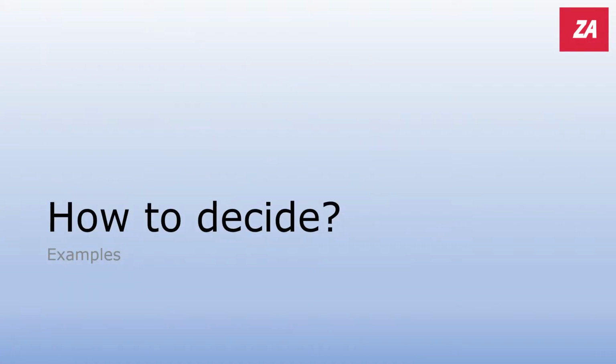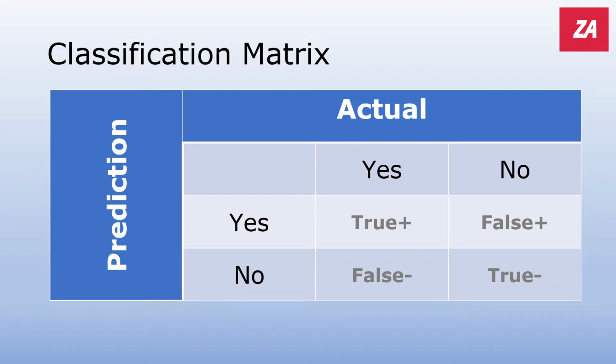How to decide? Some examples. In simple classification, usually a classification or confusion matrix, or other names it has been given, is used, where you have on the top the actual result of the data that you use to build the model, and on the left hand side you have the prediction that comes out.